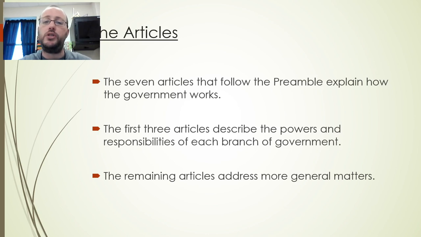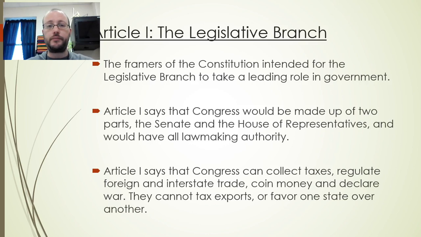Next is the 7 articles. The 7 articles that follow the preamble explain how the government works. The first 3 describe the powers and responsibilities of each branch of government. The remaining articles address more general matters. So, what we have is the first 3 establishes and gives power to the legislative branch, the executive branch, and the judicial branch. The remaining deals with things like how to make the Constitution official, how to add states, things like that. Article 1, the legislative branch.